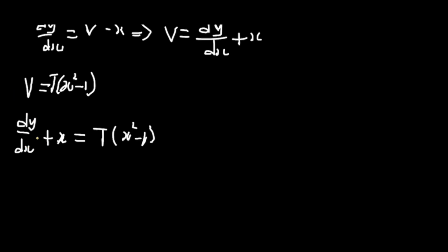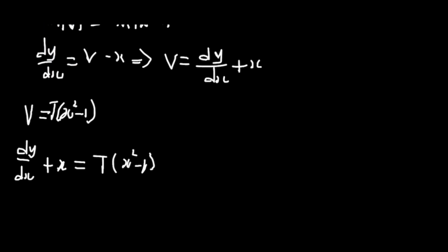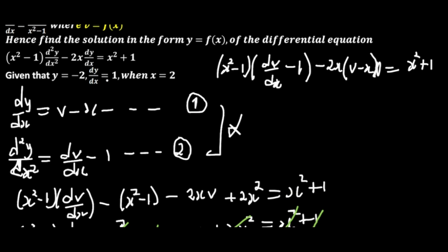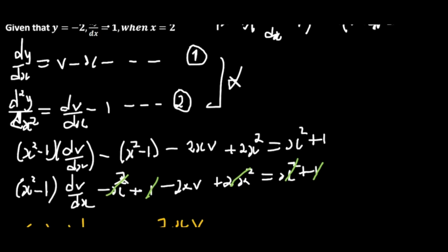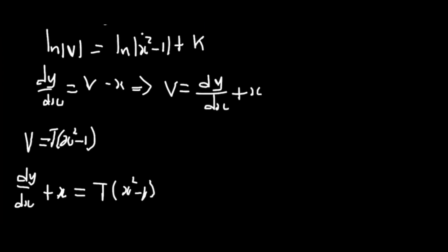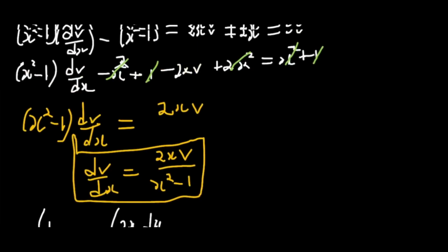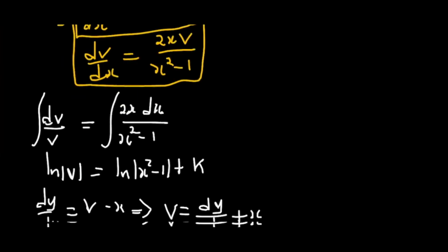Now we know that the conditions given to us above said that dy dx is 1, while y is negative 2 and x is 2. Our dy dx is 1, right? So it means that dy all over dx is 1, y is negative 2 and x is 2, just to check. Okay, great.